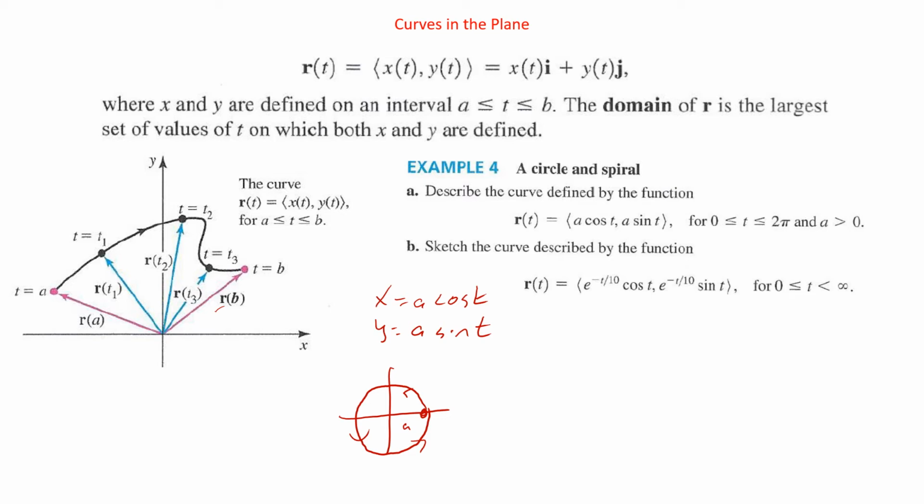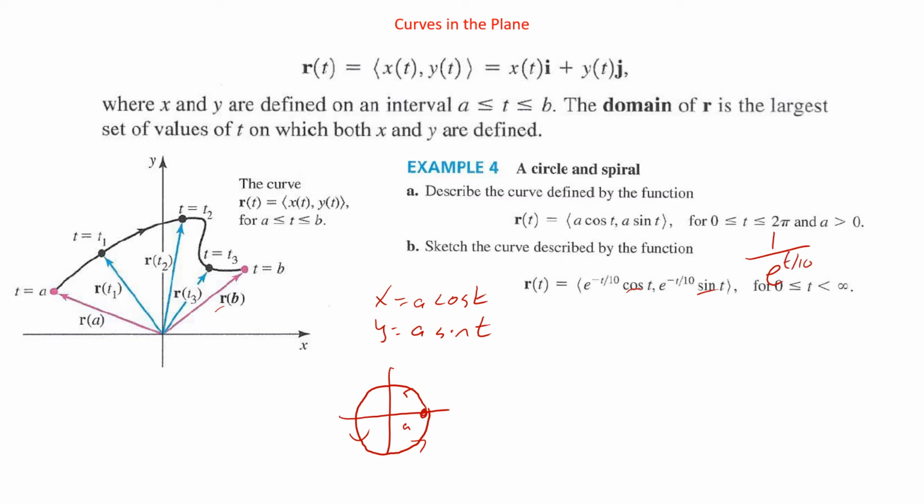And so what about this other one where we have e to the negative t over 10 cosine t, e to the negative t over 10 sine t? Well, that looks like a circle. We've got cosine t and sine t, but the radius is e to the negative t over 10. Remember, that's going to be 1 over e to the t over 10.